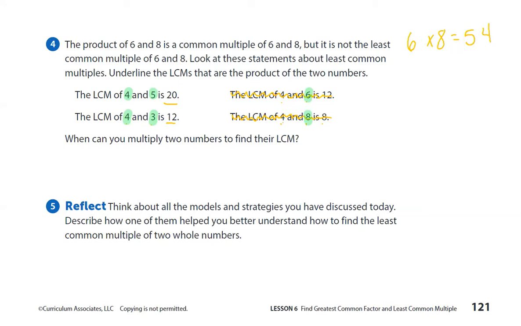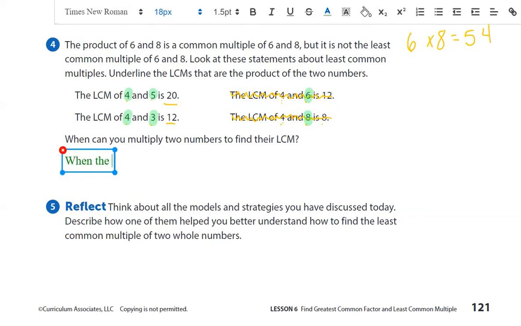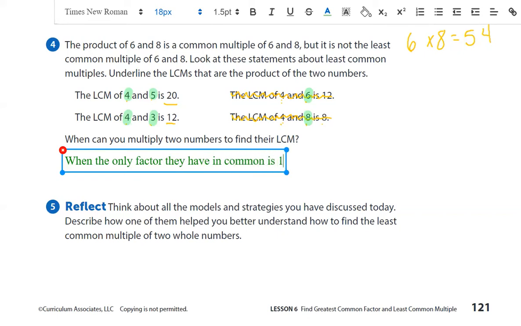4 and 8 share a factor of 2 and of 4. 4 and 6 share a factor of 2. 4 and 5, the only factor that they share is 1. 4 and 3, the only factor that they share is 1. When the only factor they have in common is 1.